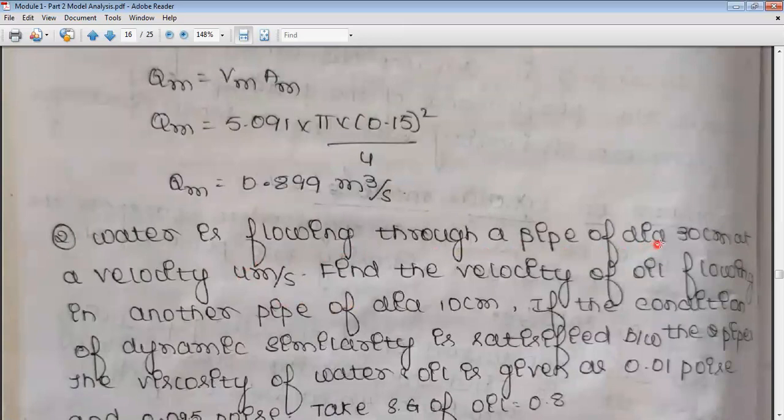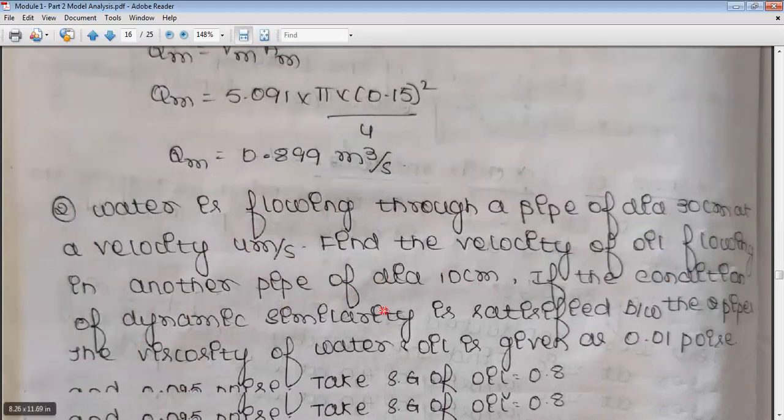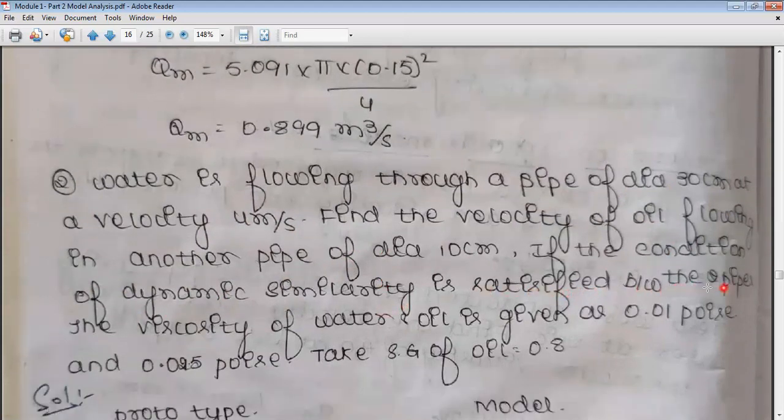So water is flowing through a pipe of diameter 30 centimeter at a velocity 4 meter per second. Find the velocity of oil flowing in another pipe of diameter 10 centimeter, if the condition of dynamic similarity is satisfied between the two pipes. The viscosity of water and oil is given as 0.01 poise and 0.025 poise. Take specific gravity of oil as 0.8.